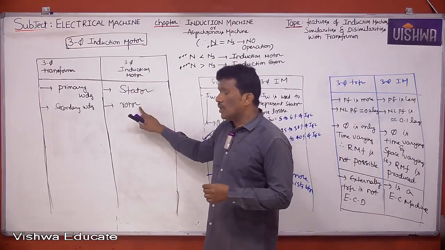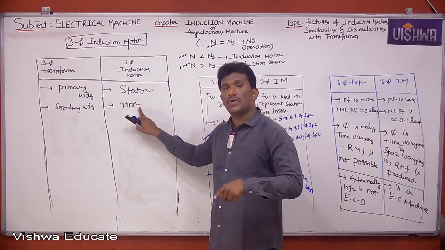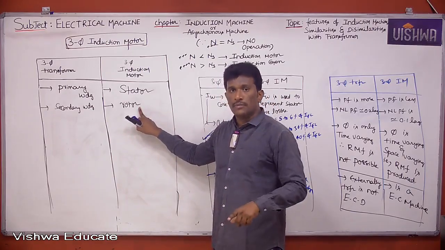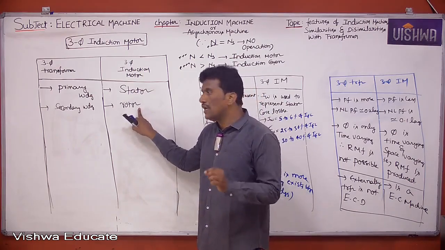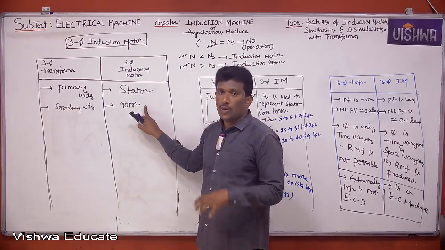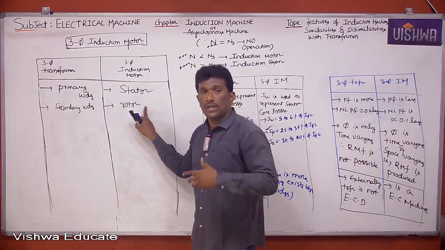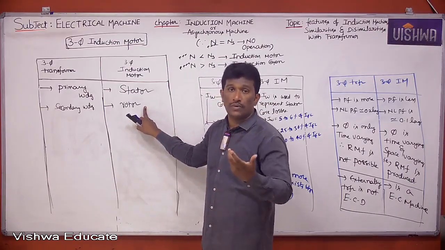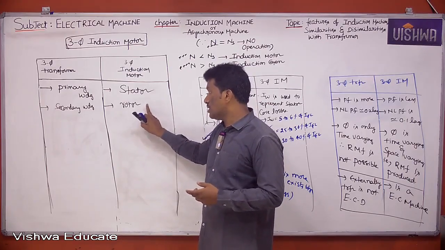So whenever the rotor is closed, then only some current will flow in the rotor. Because of that, rotor flux will come. Because of rotor flux, torque will be produced. Okay, so definitely the rotor should be blindly short circuited. Without the rotor short circuited, there is no current flowing in the rotor, there is no flux, and torque will not be produced here. Therefore, definitely the rotor should be short circuited.